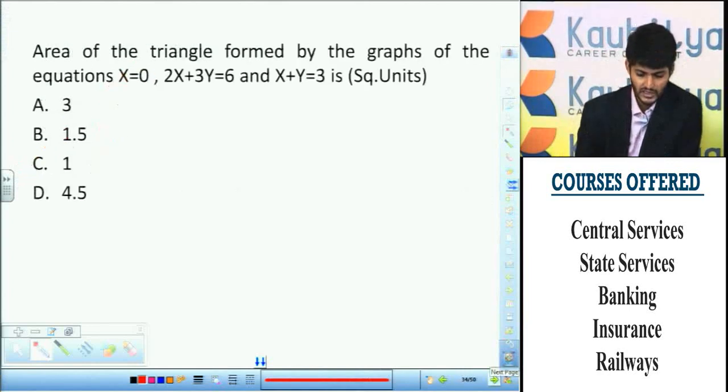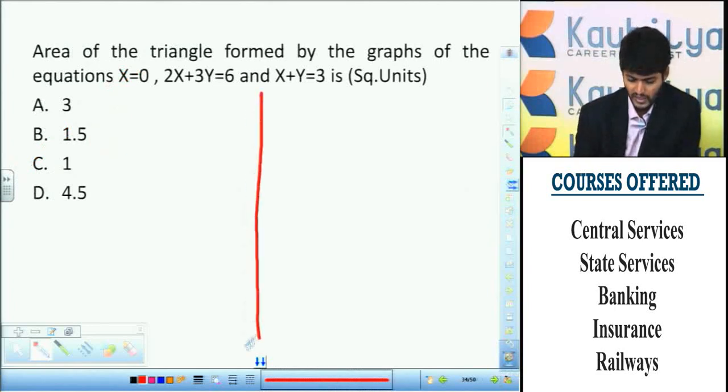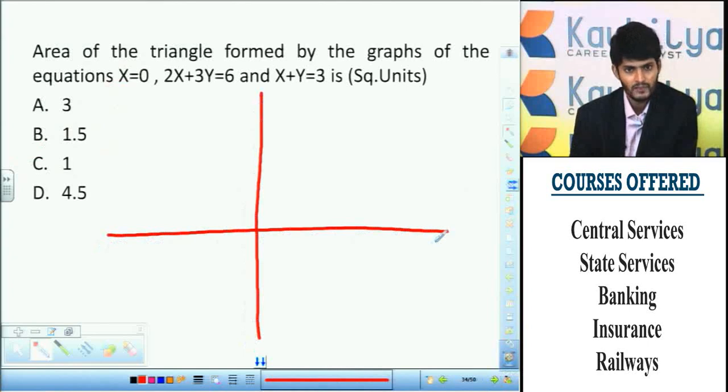Now you look at this more challenging question, which is very interesting. Now if I have to solve a problem like this, let us say for your understanding, I draw a number line. Okay, right?